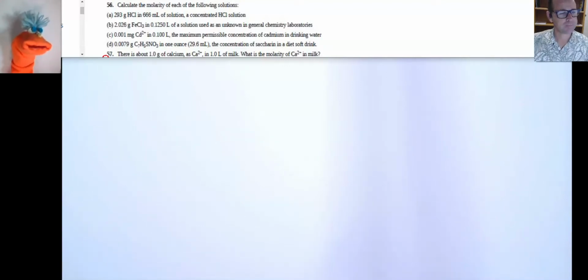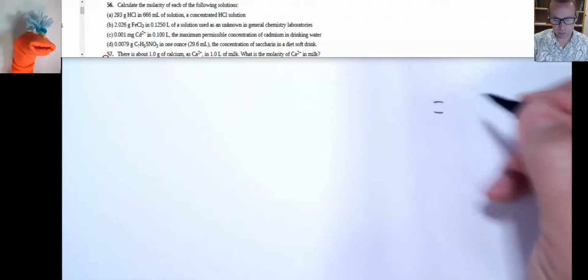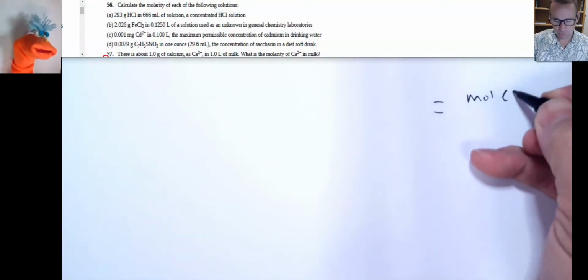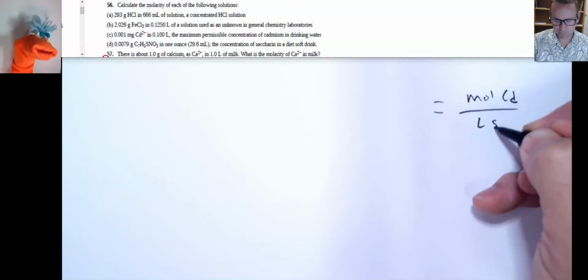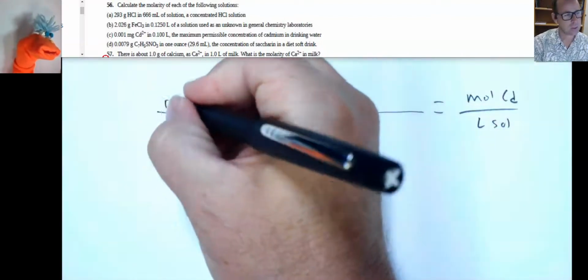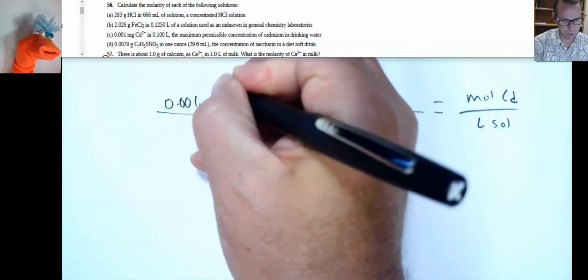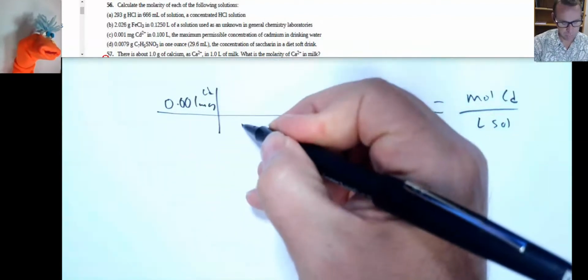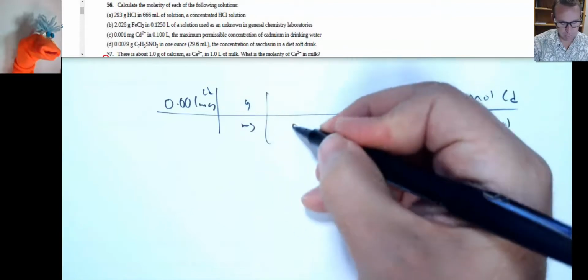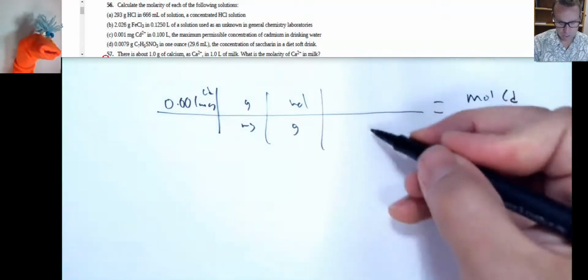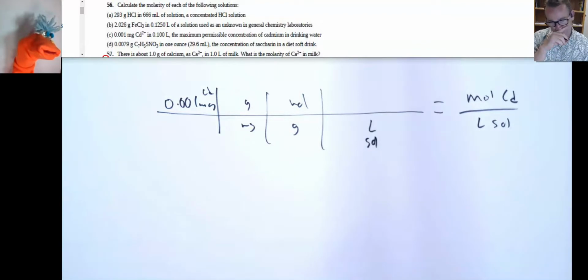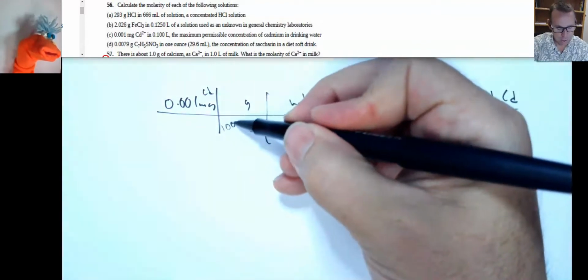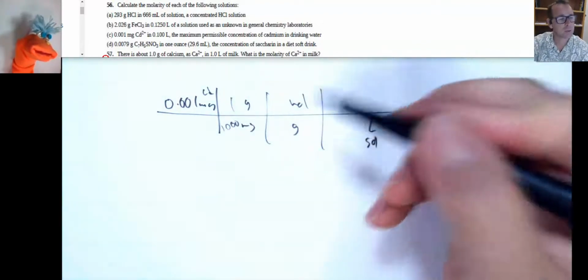Wow. So 0.001 milligrams of cadmium in 0.1 liter of water. And we want the units in molarity, right? Moles of cadmium for every liter of solution. Go from milligrams to grams, because then we can go from grams to moles, and then we can stick our liters of solution down here. Right? 1,000 milligrams for every gram, grams per mole.